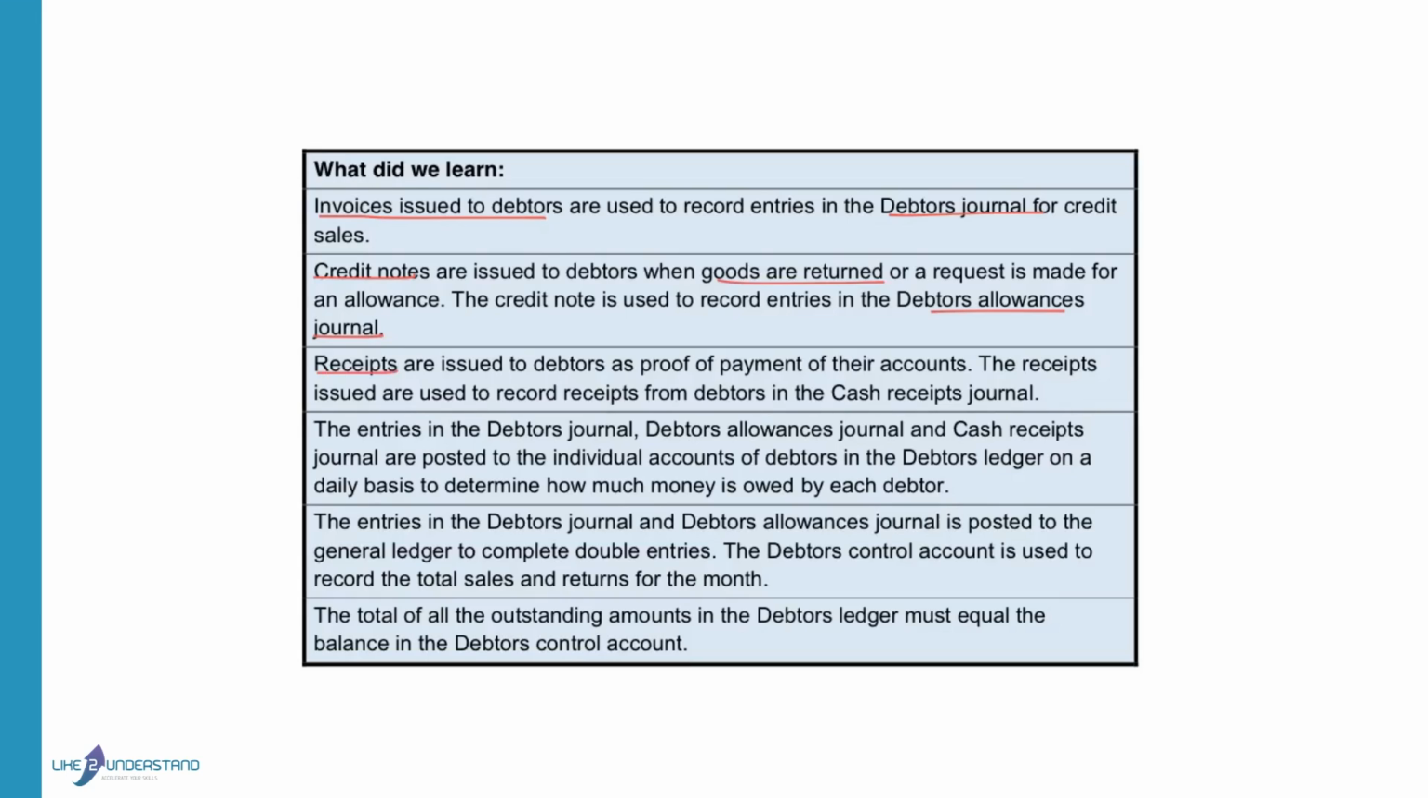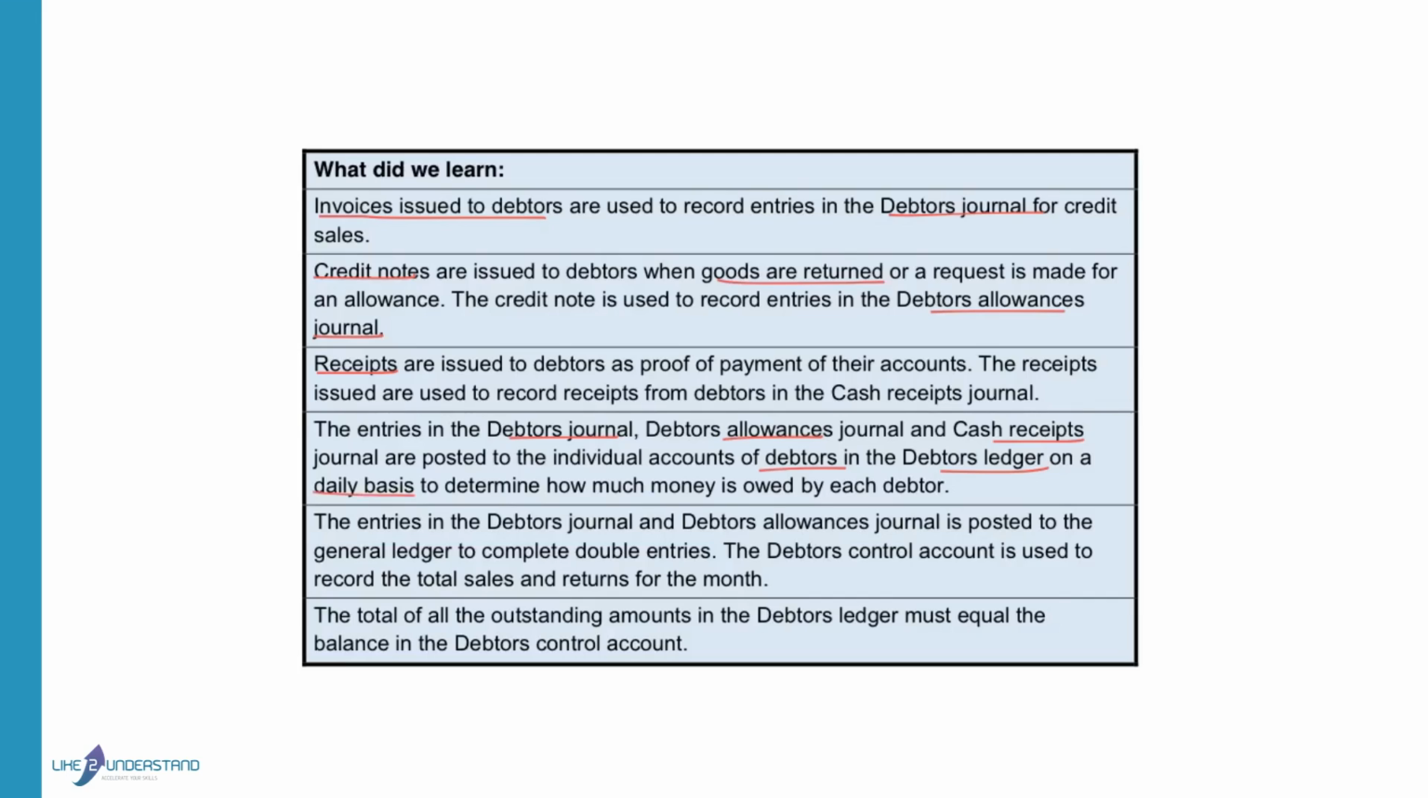Receipts are issued to debtors when they pay their account, and this is recorded in the cash receipts journal. We will also record the discount that is given to the debtors for prompt settlement. The entries in the debtors journal, debtors allowances journal, and cash receipts journal are posted to the individual account of the debtors in the debtors ledger on a daily basis, so that we can determine at any time exactly how much money the debtor owes the business.